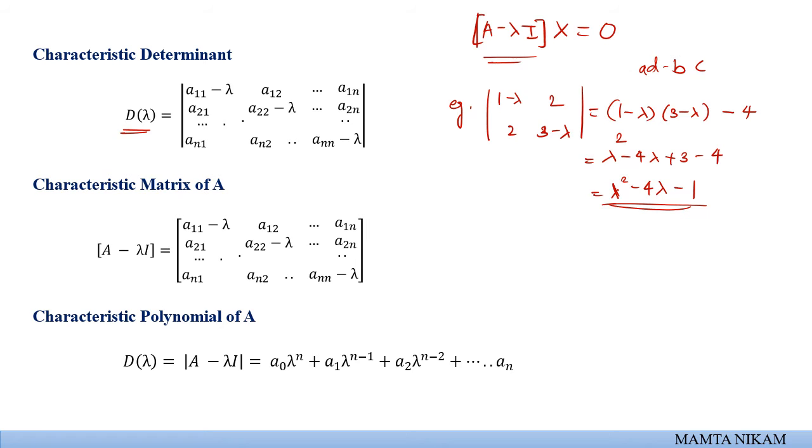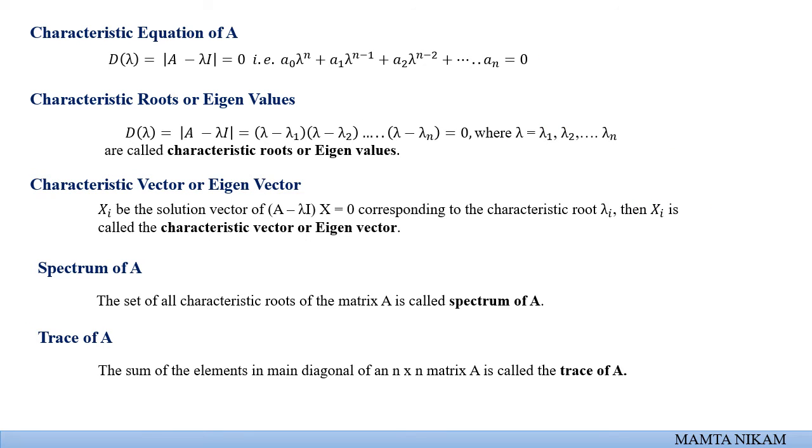So similarly for an n cross n matrix, we will get an nth order polynomial. Further, when we equate this polynomial to 0, that equation is known as the characteristic equation. A characteristic polynomial when equated to 0 gives us a characteristic equation. And we know when we solve a polynomial equation, when we factorize, we get roots, we get factors, right?